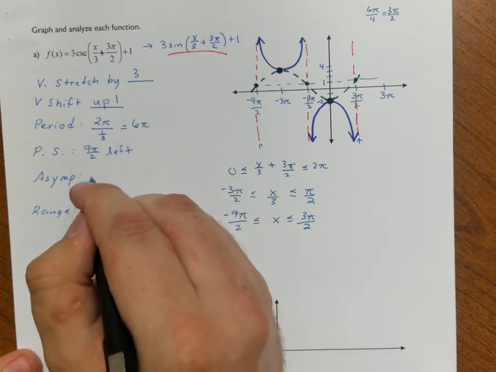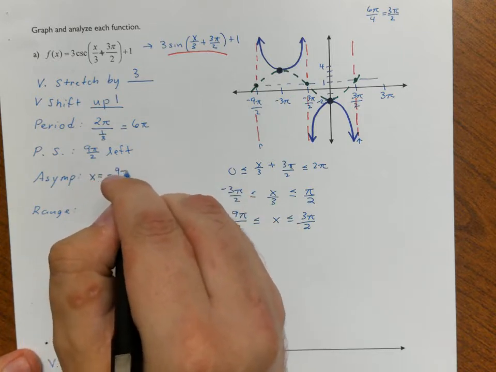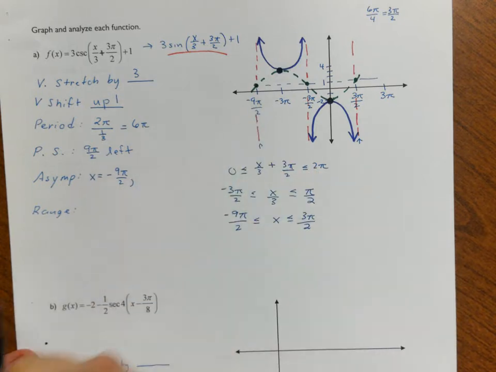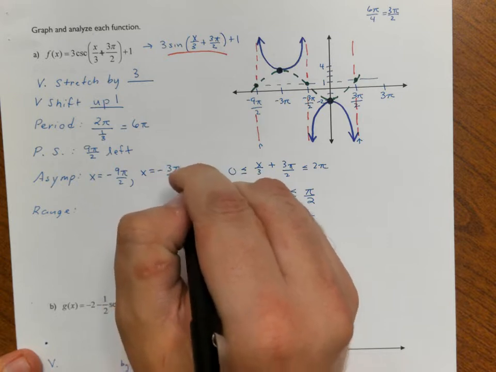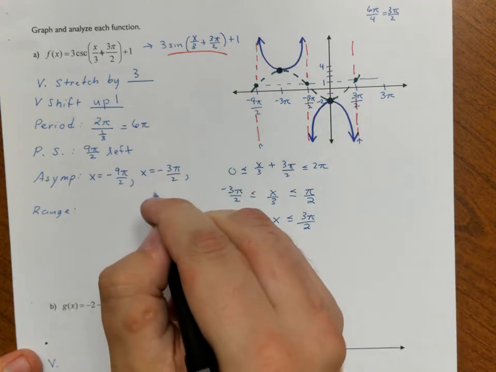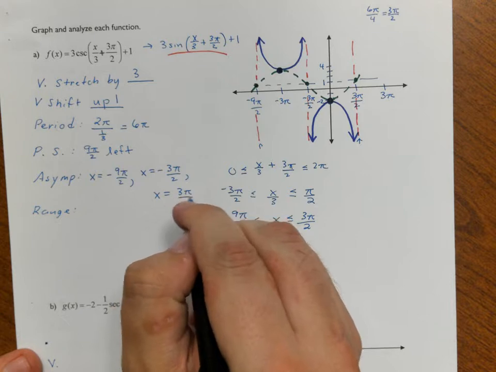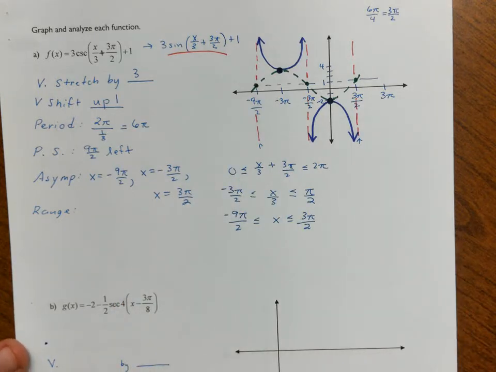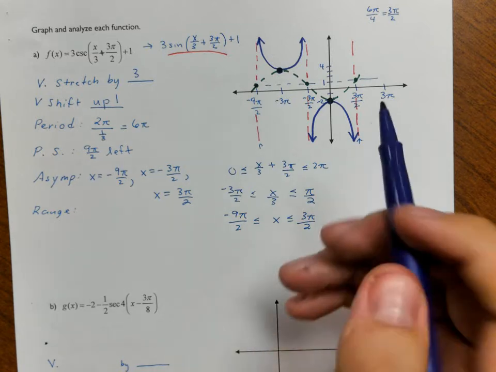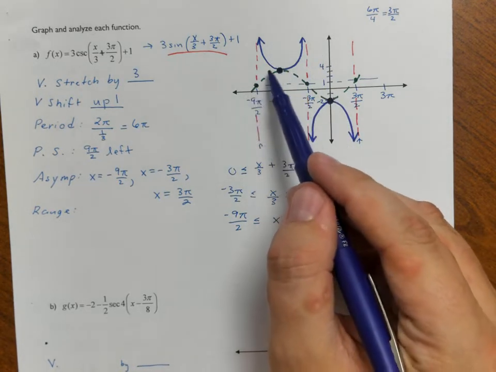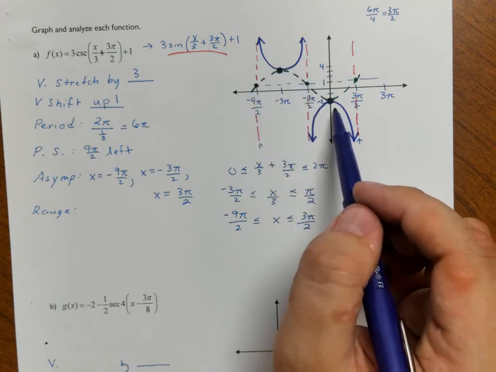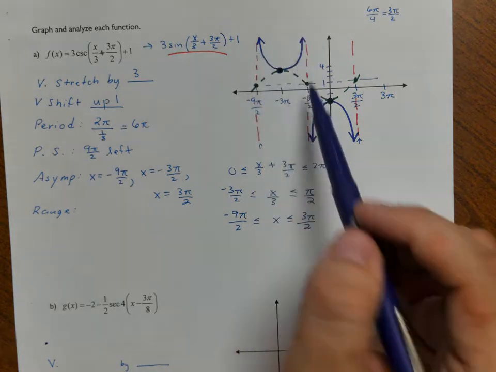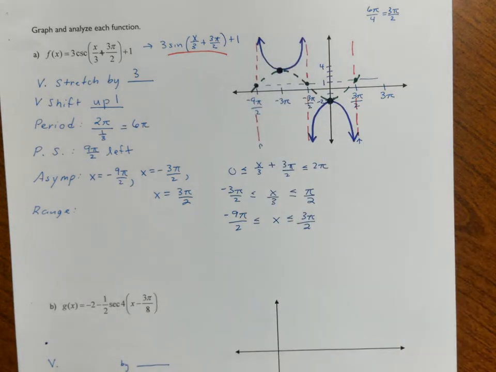The asymptotes that we do see, we can see x equals negative 9 pi over 2 is one asymptote. X equals negative 3 pi over 2 is another asymptote. And the last asymptote we graphed was x equals positive 3 pi over 2. Now how about our range? Well, from my range, I can see while my sine curve was in between negative 2 and 4, my cosecant curve includes negative 2, includes 4, but goes up and down from those points.